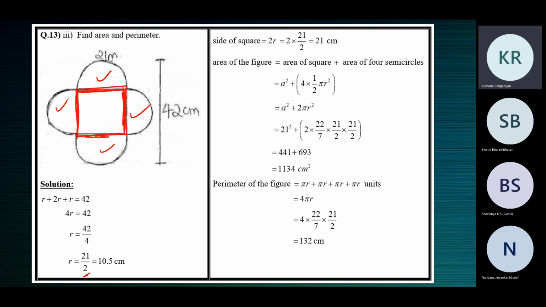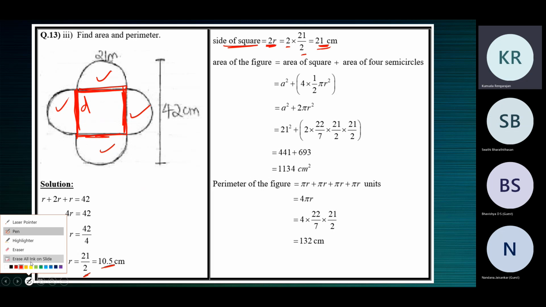Okay. So what's the diameter? The radius is 10.5. Diameter is 2 into radius, twice the radius. See here, side of the square is equal to twice the radius. So 2 into 21/2, which is 21 centimeters. The side of the square is nothing but the length of the diameter, which is twice the radius, so 21 centimeters.